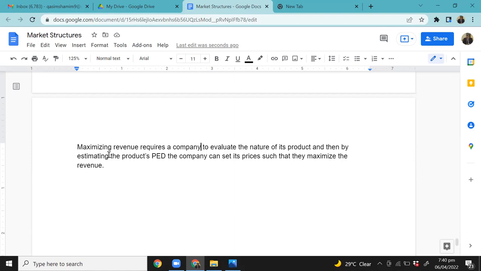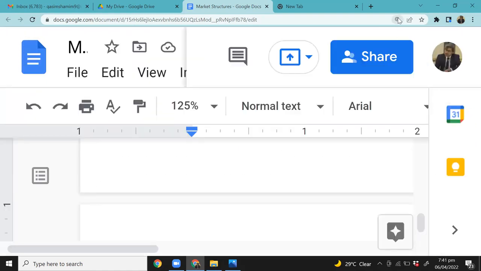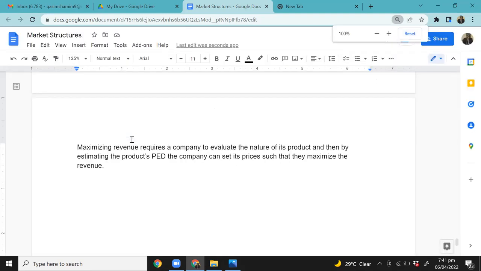So have a look at this. Maximizing revenue requires a company to evaluate the nature of its product. And then by estimating the product's PED, the company can set prices such that they maximize the revenue.